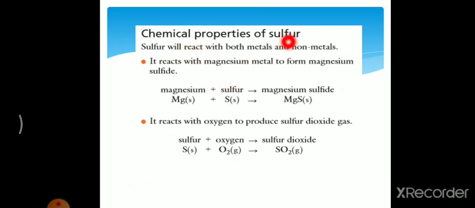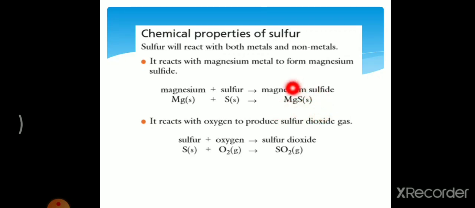Chemical properties of sulfur, very important here. Sulfur can react with both metals as well as non-metals. Let's take an example of a metal. Magnesium is a metal; Mg is the symbol of magnesium. When magnesium and sulfur are heated in a watch glass, you will get magnesium sulfide, which is a white powder. You should know that magnesium valence is 2 plus and sulfur is 2 minus. So when you crisscross, you get Mg2S2. The common factors get cancelled, so it will be just MgS.